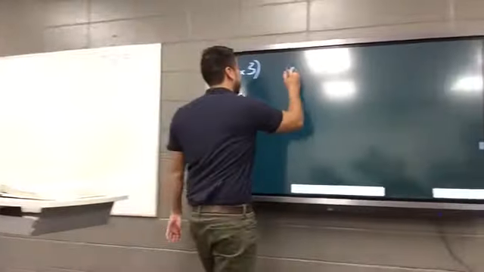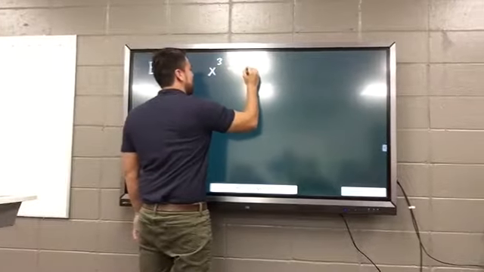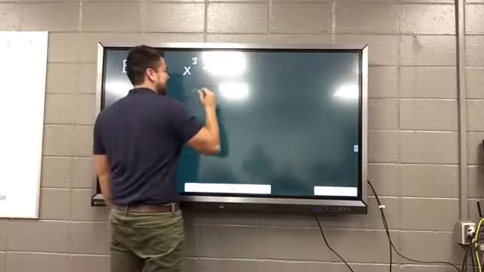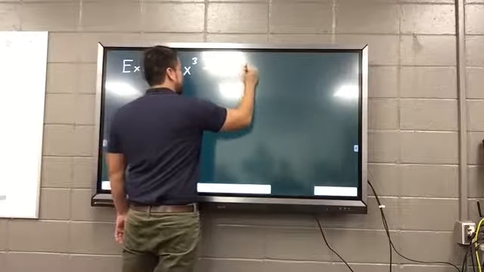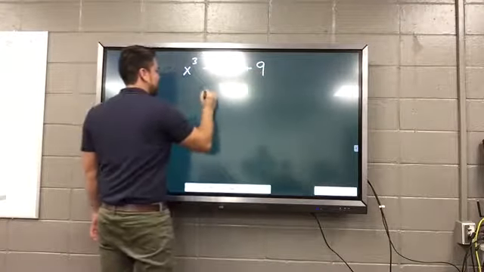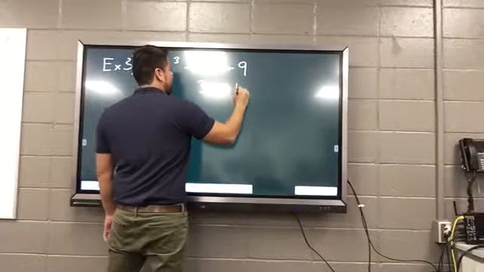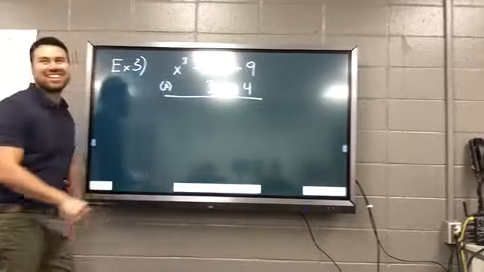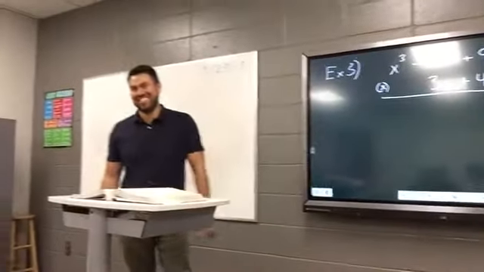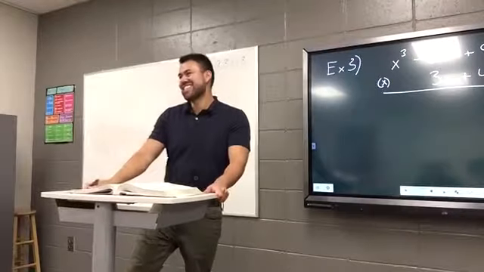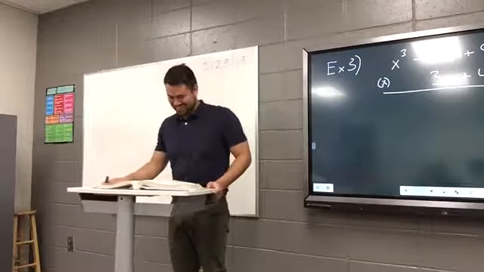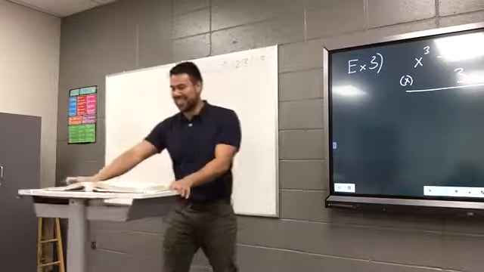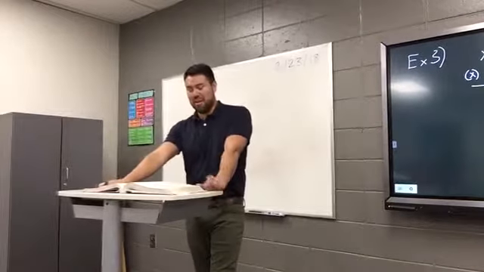Walker, go ahead and read me that example. X cubed minus 8x squared plus 9, parentheses, 3x plus 4, column form. Oh, well, thank you. What did you say, Hayes? It says column form. That's what it says. All right. Now that we got those questions answered.